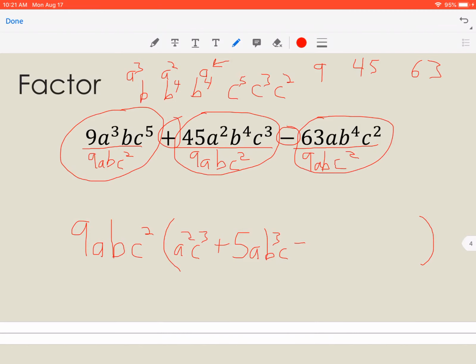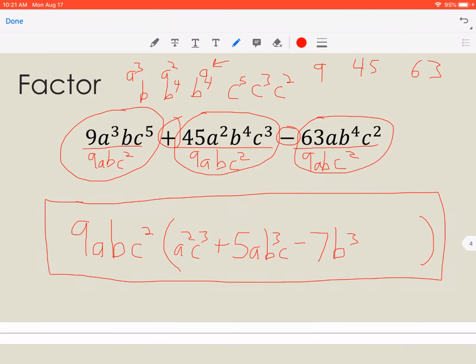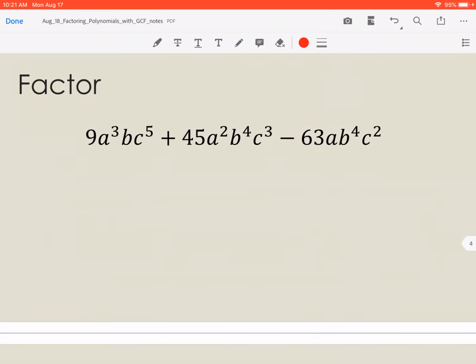63 and 9. 63 divided by 9 should be 7. Look at the a's. You had 1 on top, you took 1 away on the bottom, nothing left. Look at the b's. You had 4, you took away 1, 3 b's left. Look at the c's. You had 2, you took away 2, there's nothing left. There's your answer right there. And again, if you want to go back, I'm not going to rewrite everything here and do distributive property and check it. It should give you the exact same answer. All right, there's that one.